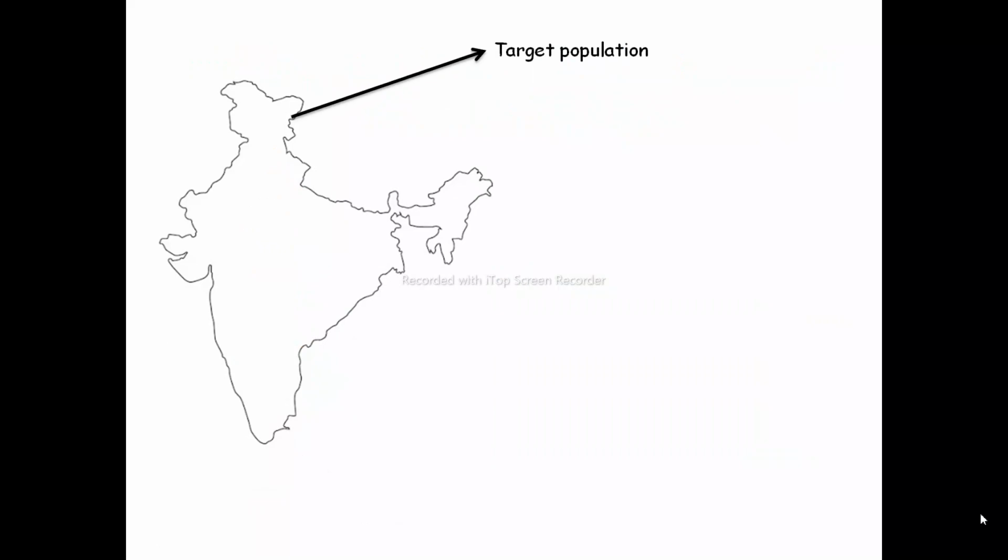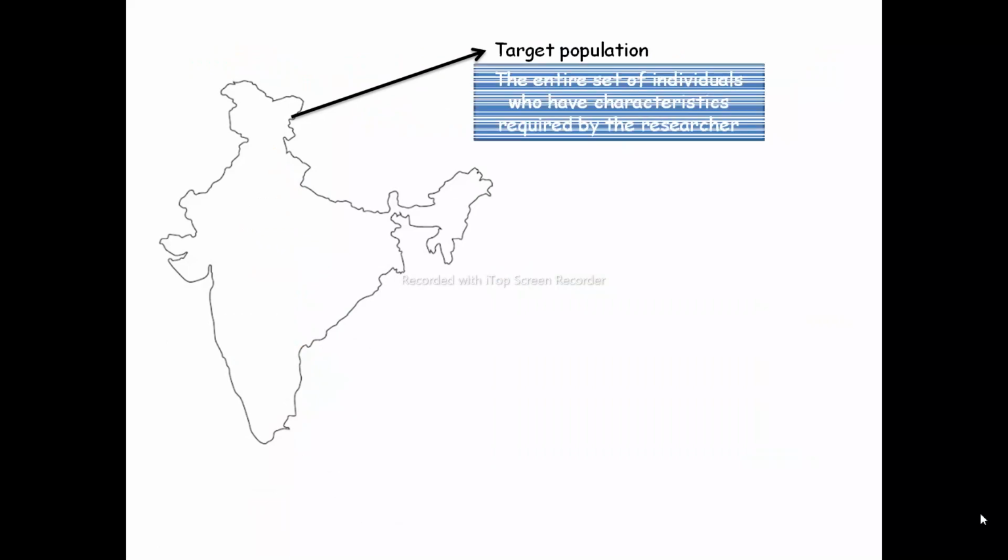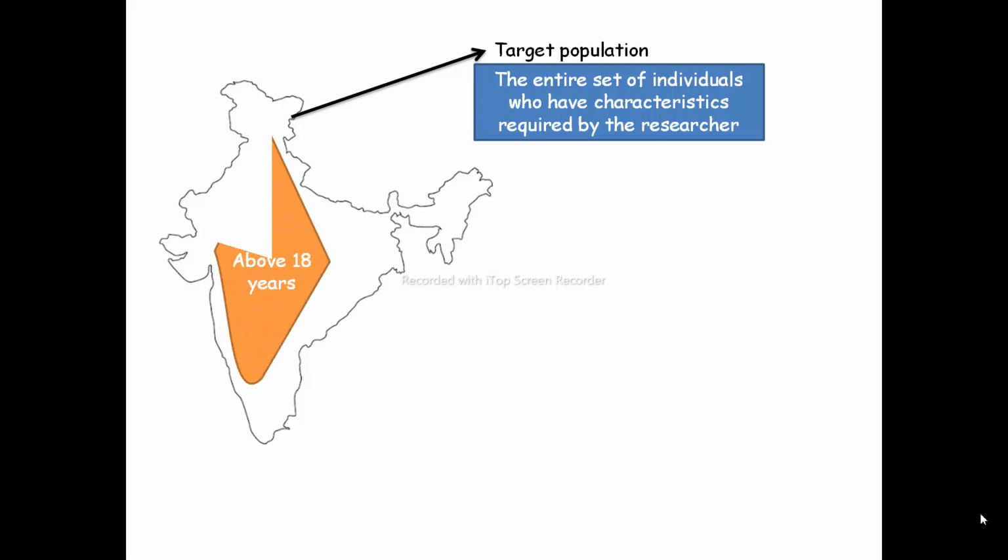So our entire India will be our target population. Target population means the entire set of Indians who have characteristics required by the researchers. But we are not going to ask this question to small babies or newborn babies or toddlers. No doubt they are Indian, but they are not suitable for such kind of survey. So above 18 years age adults, this will be our study population, right?